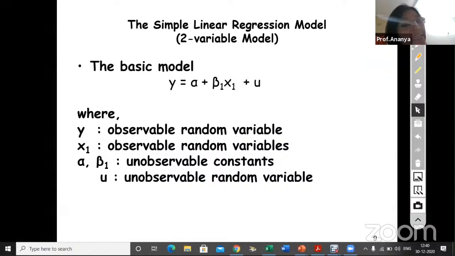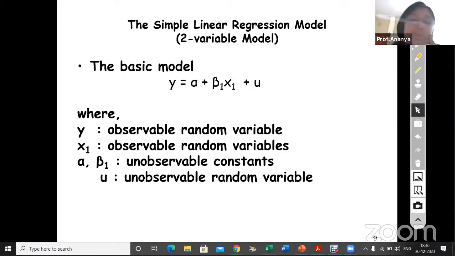Why do I want to estimate it? Because I don't know it. I cannot calculate it. So there is, for instance, a relation between wages and education, CEO salaries and return on equity, car mileage and weight. But if there is such a straight line relation, the slope and the intercept are unknown.